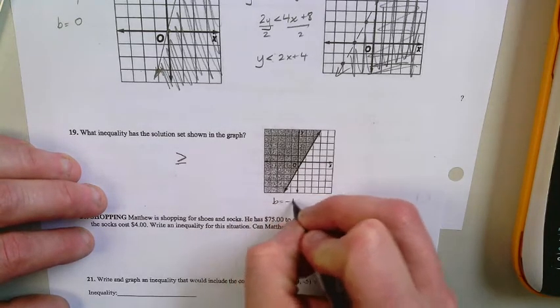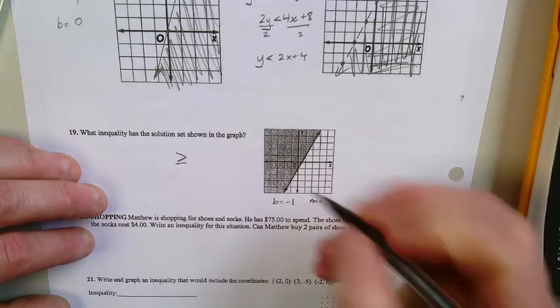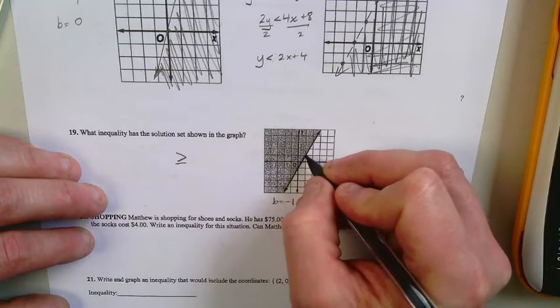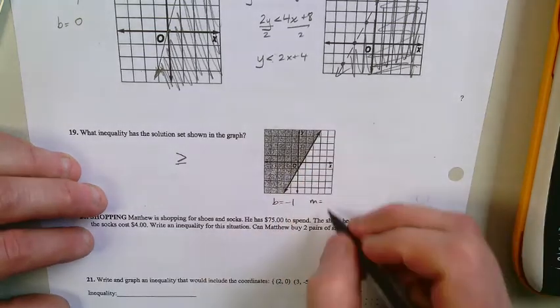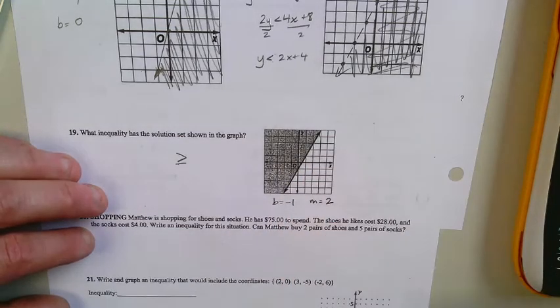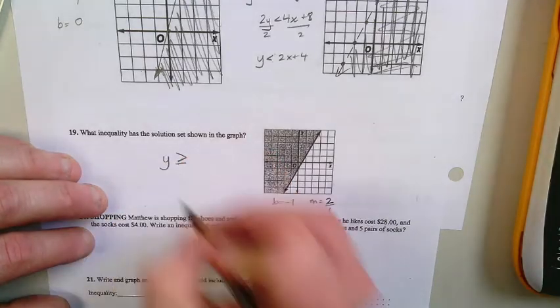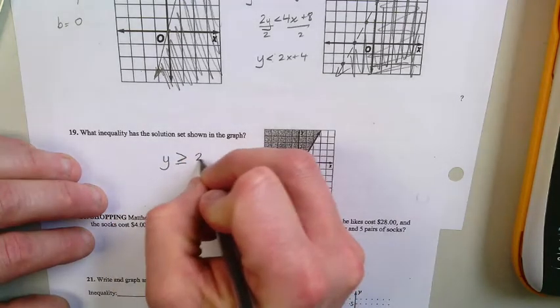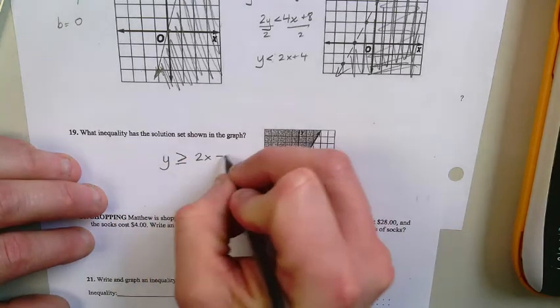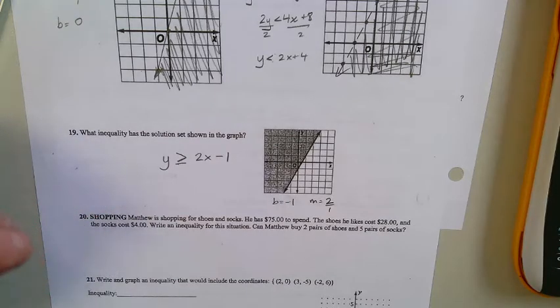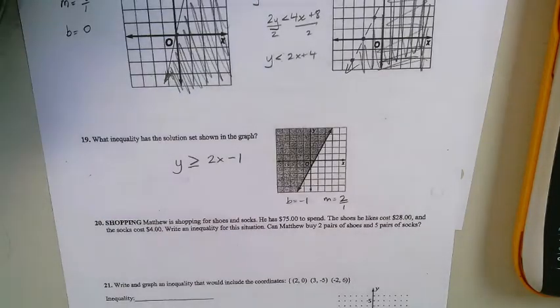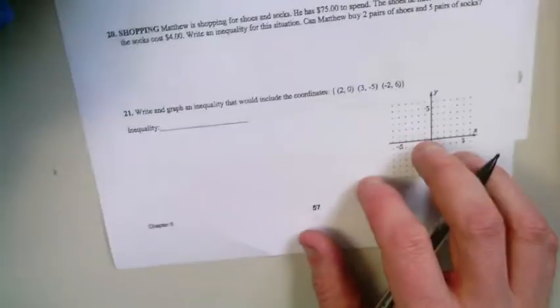So b is at -1, and the slope, 1, 2 over 1, looks like it's a +2 slope, or 2 over 1, however you want to put that down. So if I do this, y equals mx plus b, and that would be your equation right there. Again, Desmos would be a great way to double check your answer. All right, now the next one.